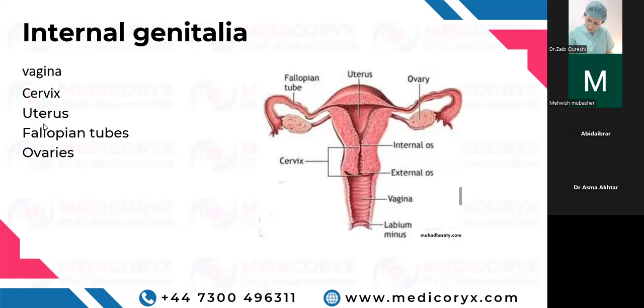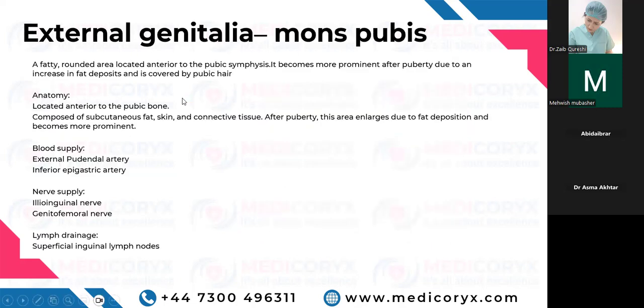Vagina, cervix, uterus, fallopian tubes, and ovaries are the parts of the internal genitalia. You can see this is the vaginal opening. Then we have the vaginal canal. Then we have the cervical canal and the whole cervix with internal and external os. Then we have the endometrial canal of the uterus and the whole body of the uterus and the fundus. Then we have two things attached on both sides of the uterus, fallopian tubes and ovaries. We will read them in detail. And guys, these are the internal genitalia.